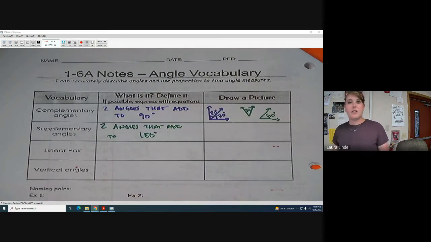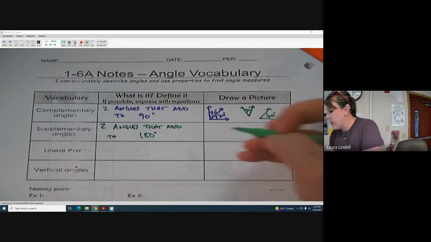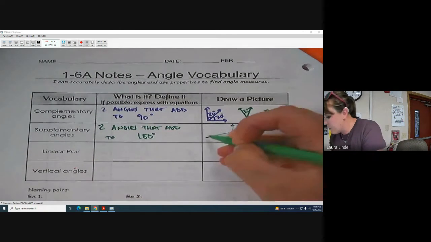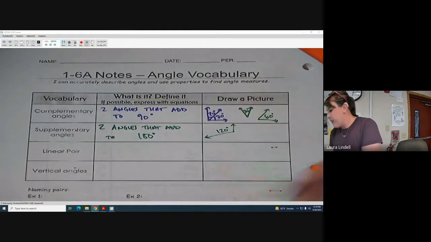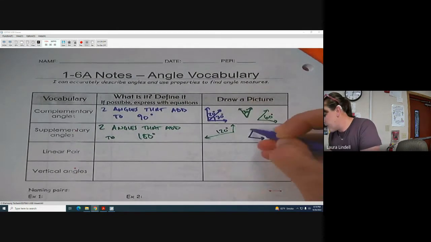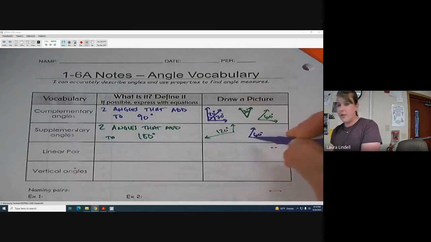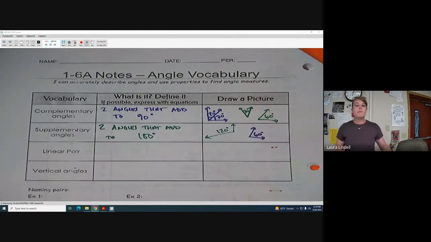Okay, there's a couple different ways that this can look, but the most common thing you're going to see when we're just talking about something that's supplementary would be something like this. Maybe this angle's 120 degrees, and this angle over here is 60 degrees. Together, those angles add up to 180, so that makes them supplementary.